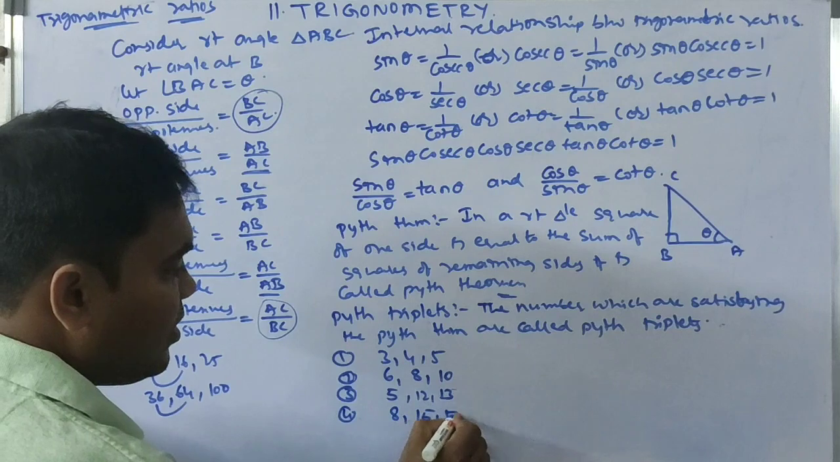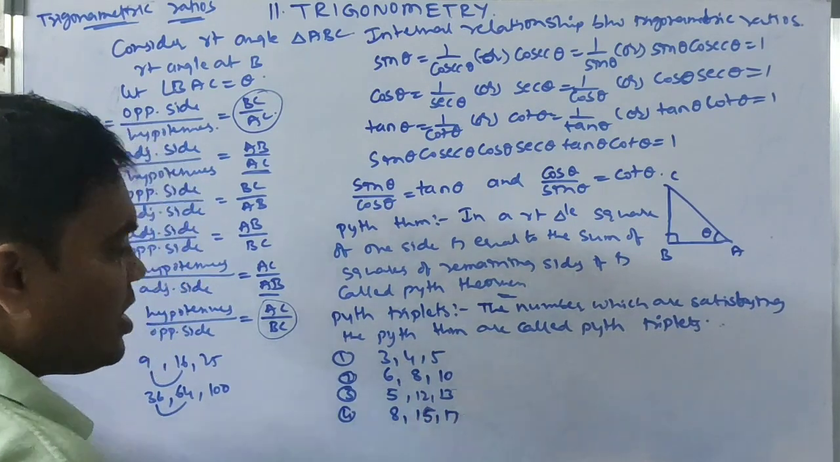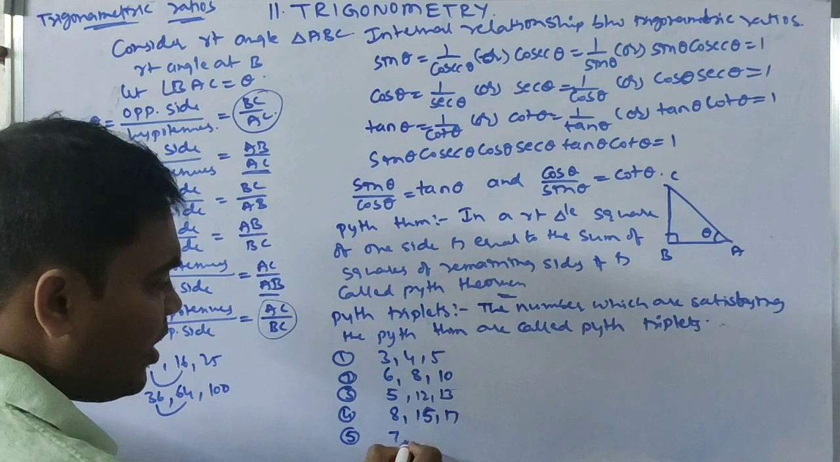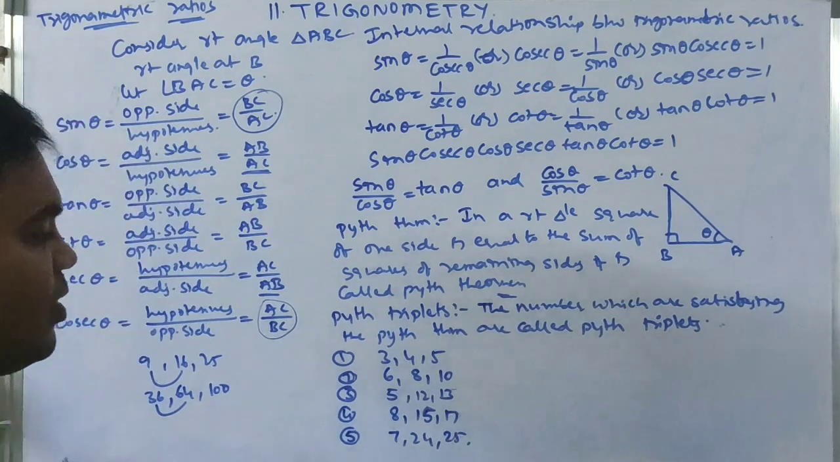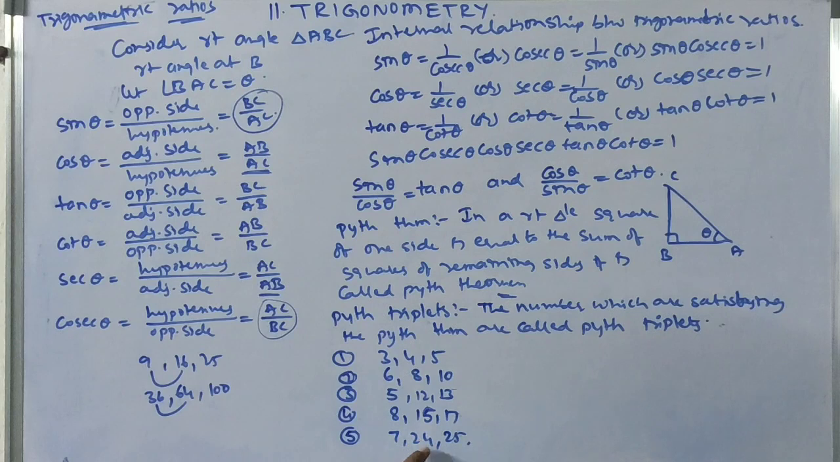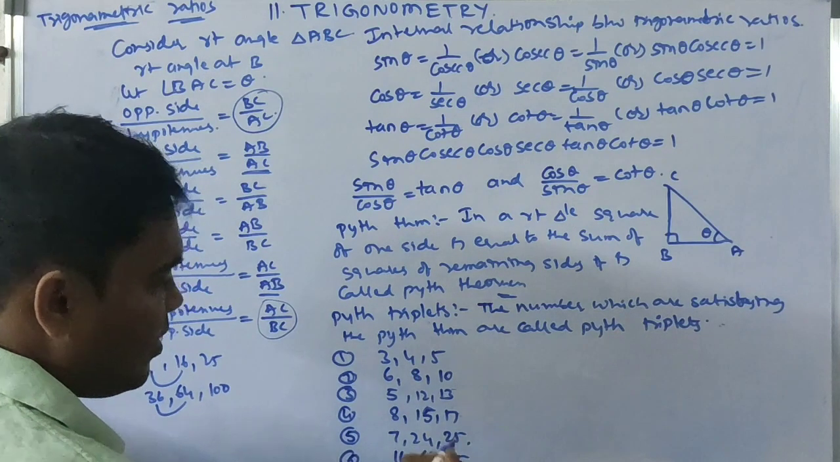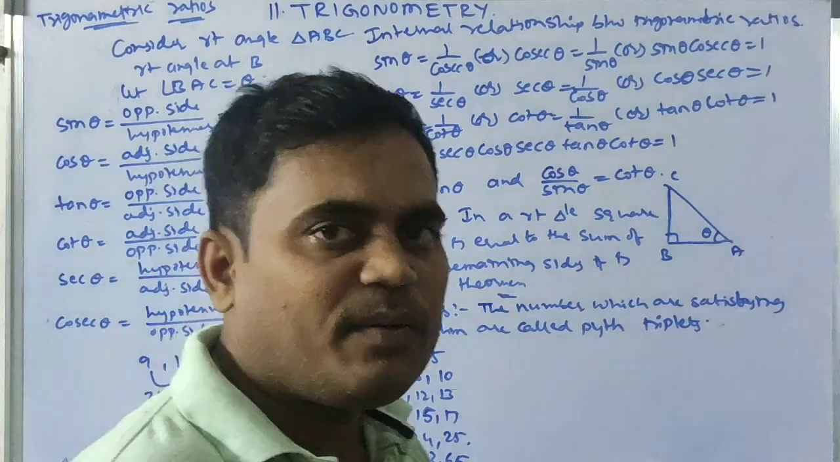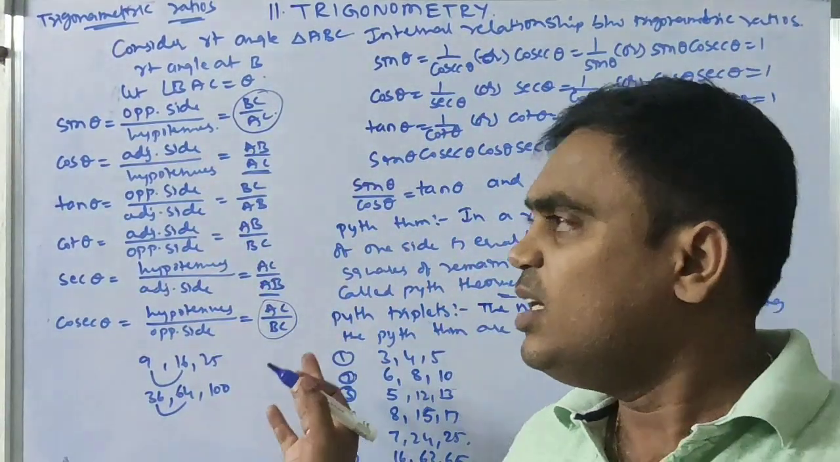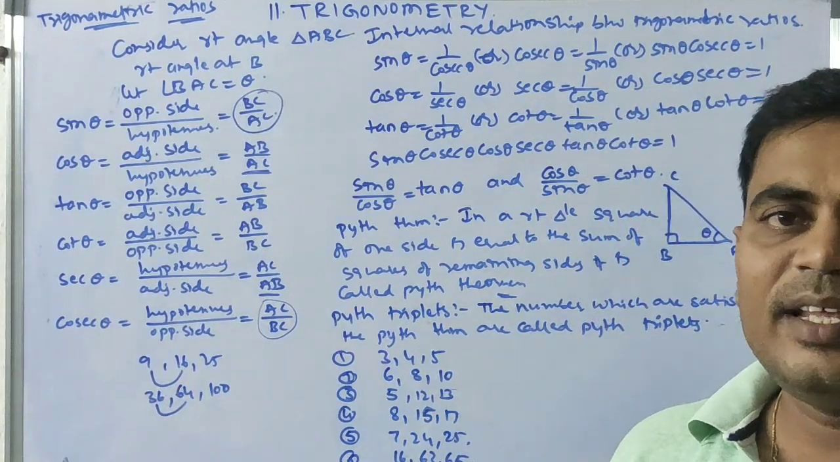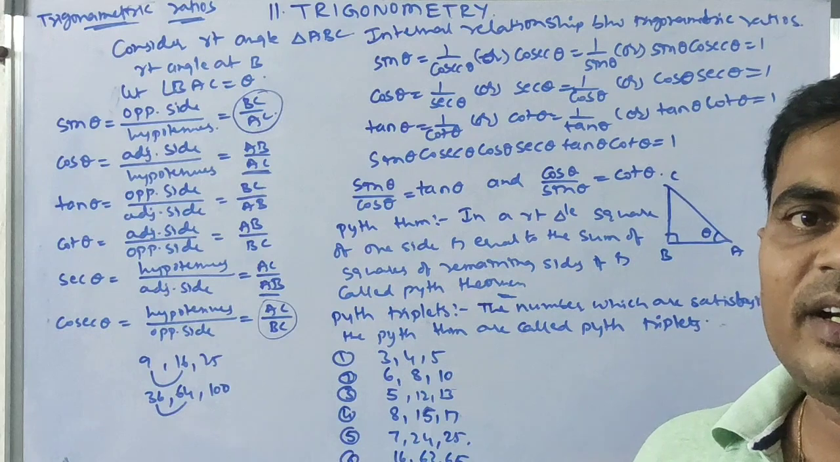8, 15, 17. So 8 square 64, 15 square 225, and this is 289. And next, 7, 24, 25. So 7 square 49, 24 square 576, and 625. 16, 63, 65. Actually there are infinitely many Pythagoras triplets. If we remember some of them, then if two sides are given, we can easily find the third side.